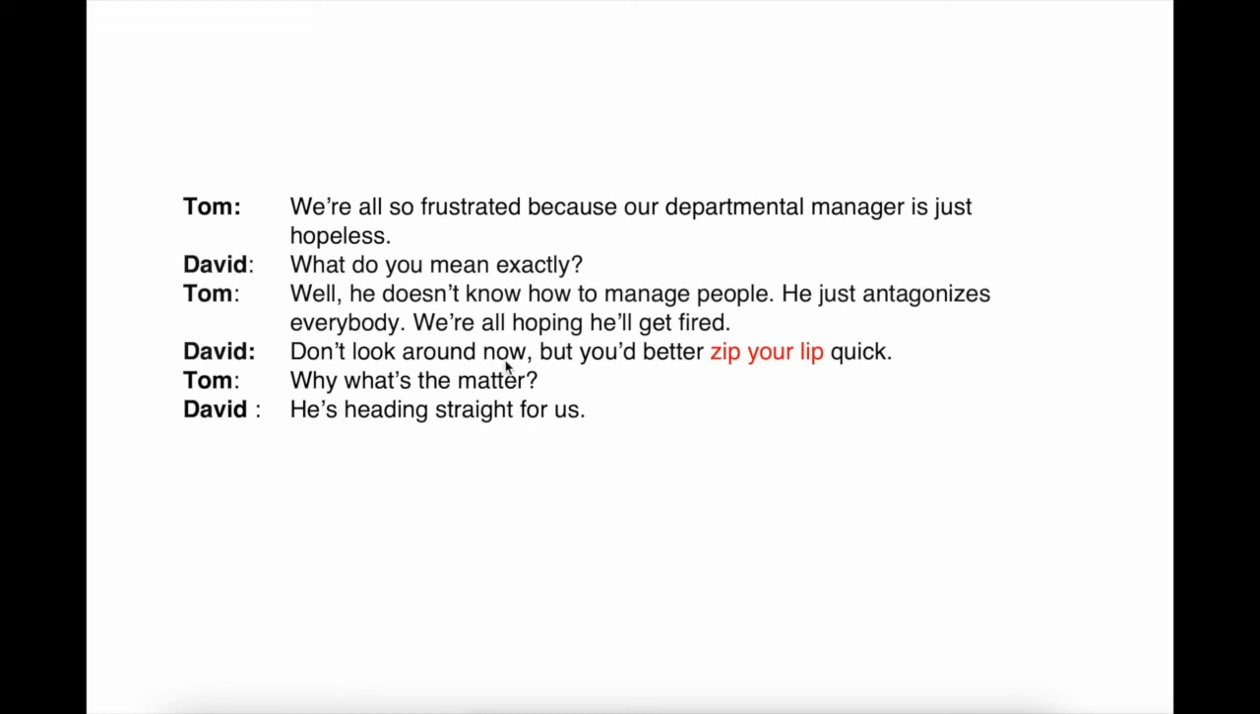Don't look around now. But you'd better zip your lip quick. Why? What is the matter? He's heading straight for us. Yani etrafına bakma. Zip your lip. That means close your mouth. Keep your silence. Yani çeneni kapasan hemen iyi olur. Why? What is the matter? He's heading. He's coming. Straight for us. Bize doğru geliyor.